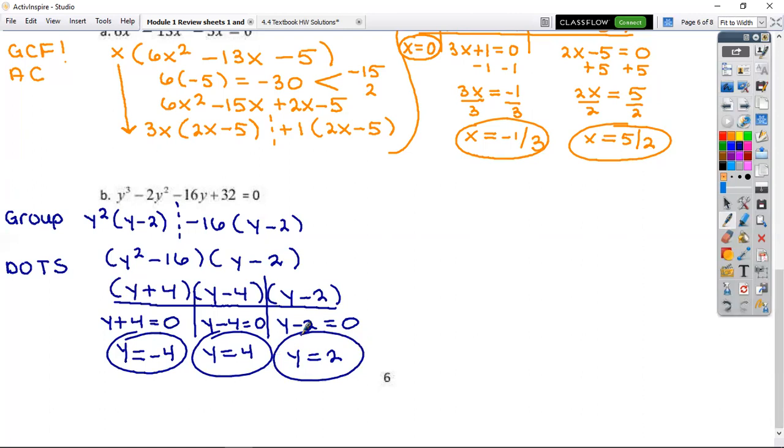Okay, so another example with 3 different answers. And again, those are called roots or zeros. How do we feel on page 1? Pretty confident? Okay, over to the next.